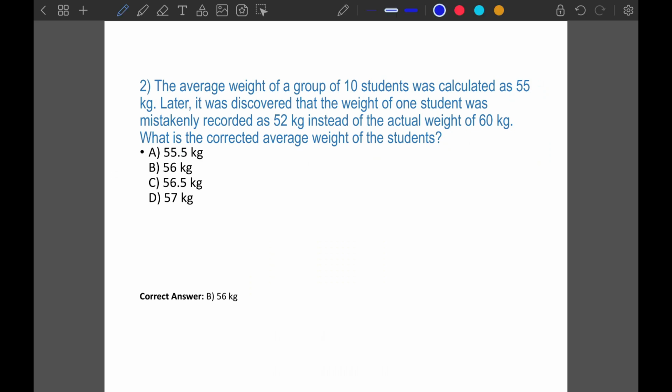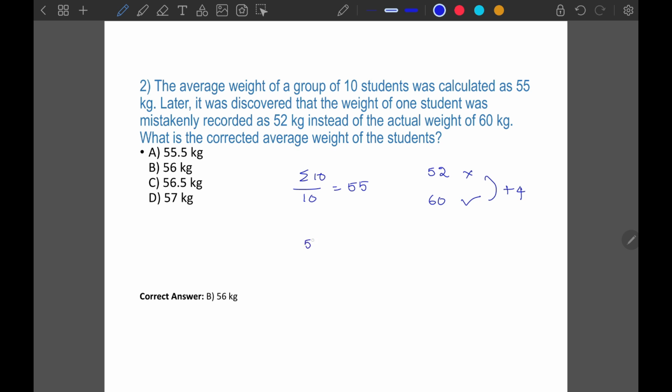The average weight of a group of 10 students was calculated as 55 kg. The weight of one student was mistakenly recorded as 52 kg instead of 60 kg. What is the correct average weight of the students? So the difference is positive 8, right?